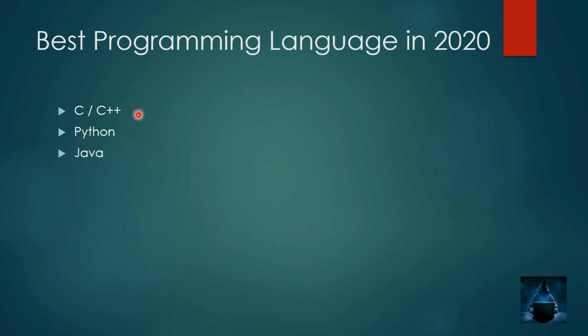So I'll be giving preference to C or C++, Python and Java. Apart from this, we have too many languages, like PHP, Ruby on Rails, and Golang, right? But still these three always have much demand in the market. So make sure you opt for any one of these languages and go with a proper flow.